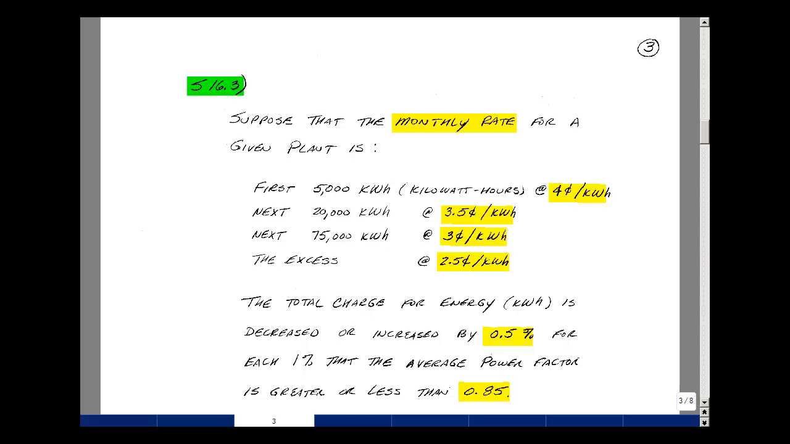This lesson deals with Supplemental Problem 16.3. You can find this problem in the ECE202 ebook in the Chapter 16 Supplemental Problems, starting on page 3.